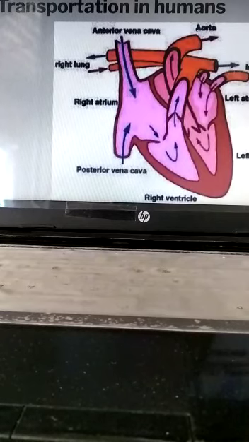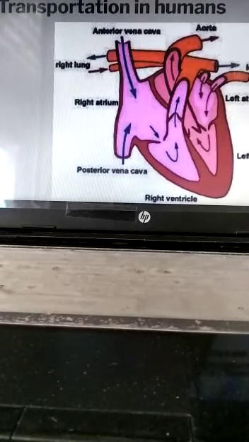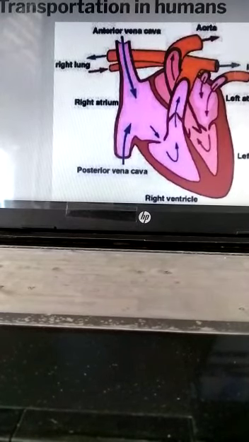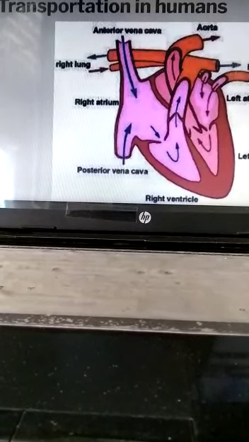In the human circulatory system, the pathway of blood from the heart to the lungs and back to the heart is called pulmonary circulation. And the pathway of blood from the heart to the rest of the body and back to the heart is called systemic circulation.